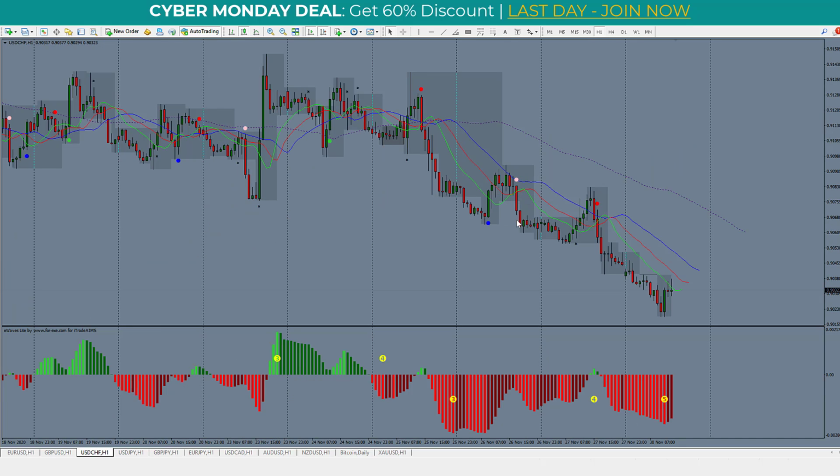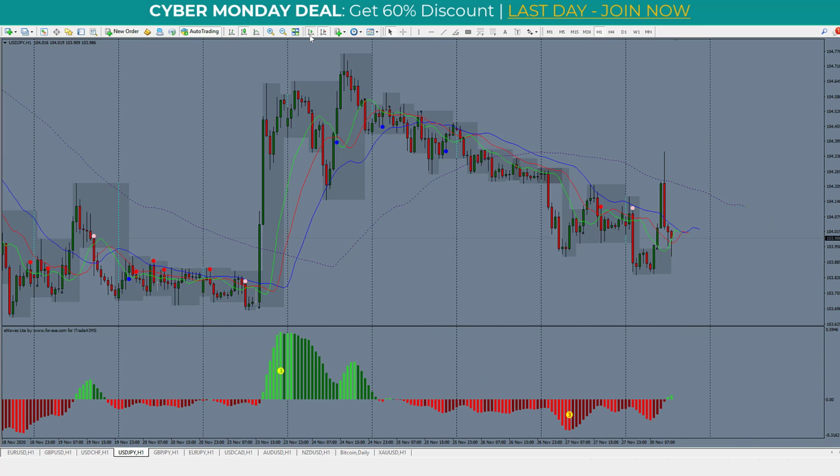Swissy is more like a combination of dollar yen and euro dollar, so it can go elastic at times.